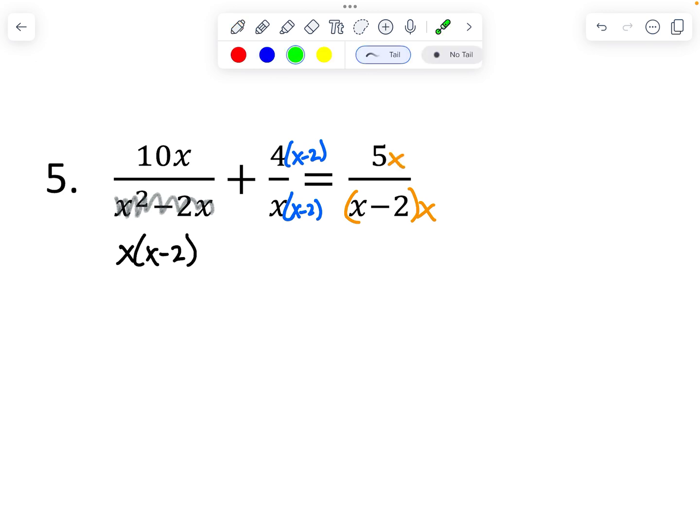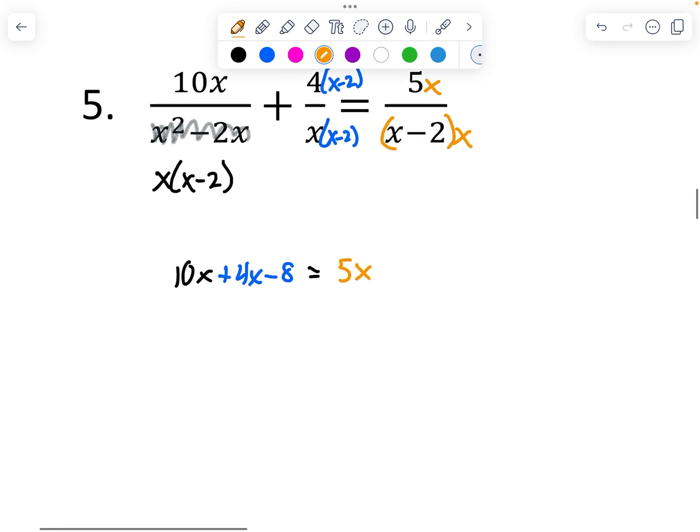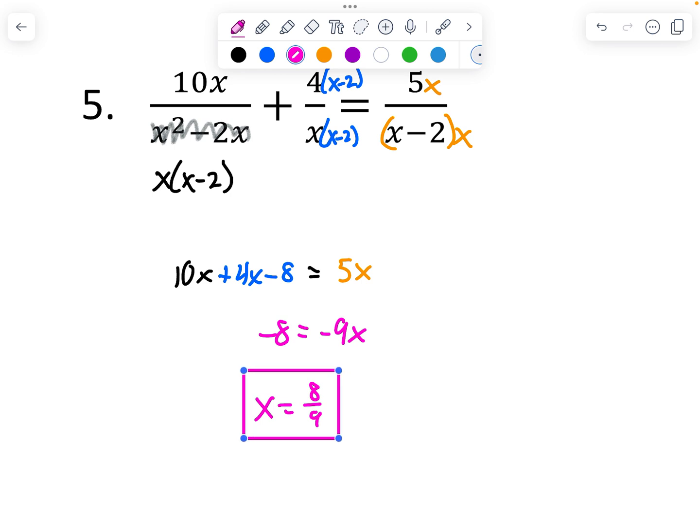And now we can ignore the denominator since they're all the same. And it's 10x plus this equals that. So we have 10x from the black. From the blue, distribute the 4, so you get 4x minus 8. And then equals the orange, which is just 5x. So probably the easiest thing is you have 14x, subtract 14x to the other side, and you get negative 8 equals negative 9x. Divide both sides by negative 9, you get x equals 8/9. And that one works. That one's not extraneous because you don't get 0 on the bottom if you plug it in.